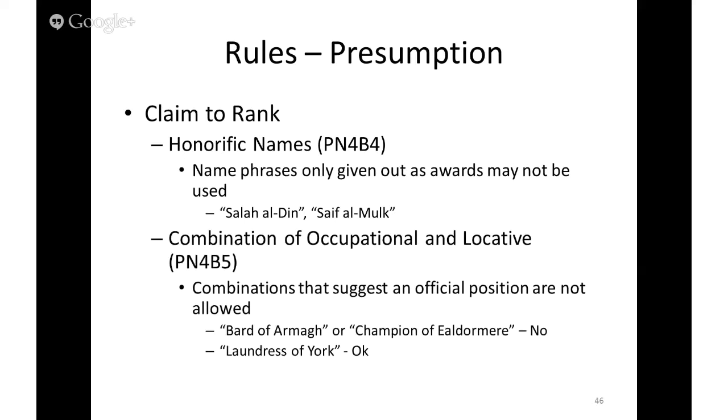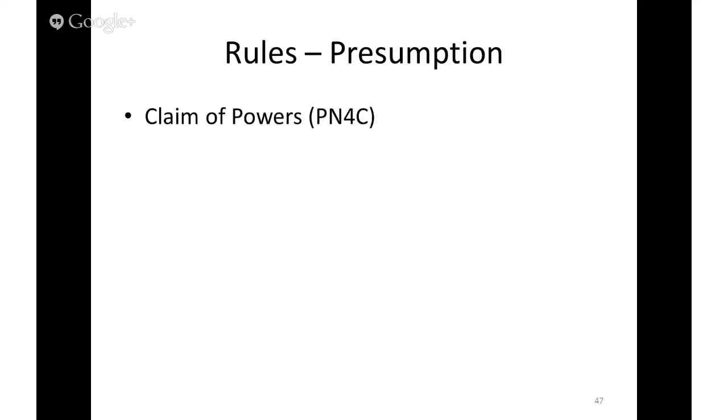All right, the next thing is you cannot make a claim based on a combination of occupational and locative names. So, for example, Champion is a documentable given name. You cannot be Champion of Eldermere because it implies that you're the champion of Eldermere. Bard is a name, but you cannot be the Bard of Armagh, which was an important position. On the other hand, you can absolutely be Laundress of York because there's presumably more than one Laundress of York, and it's not claiming any particular rank.